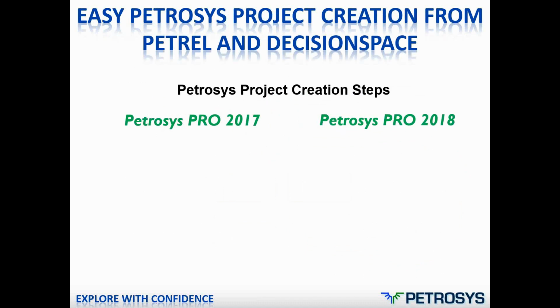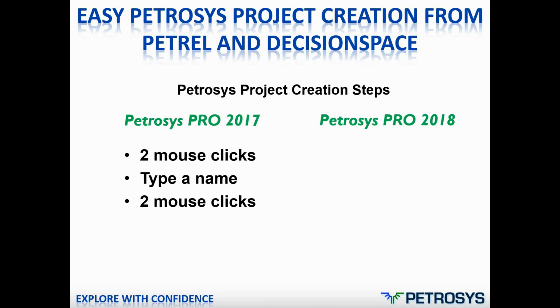We can now automatically create Petrosys projects when starting the Petrosys plugin from either Petrel or from Decision Space. We'll do this in the live demo, but just to reiterate, in 2017 it took 11 mouse clicks in total. You had to do some typing, and you had to use a couple of pull-down lists to get the coordinate reference system information. So as I said, 11 clicks in total to start up your new Petrosys project.